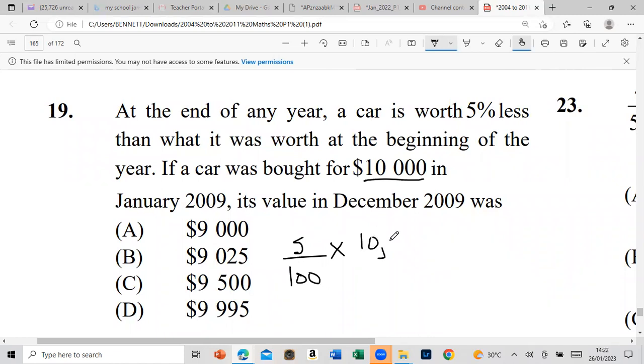I think that most students would want to do it this way. So that's $500. It's going to depreciate by $500. That means it's going to cost 500 less. So it's going to be $10,000 minus 500. So that's 9,500. I'm seeing it right here, so that will be C.